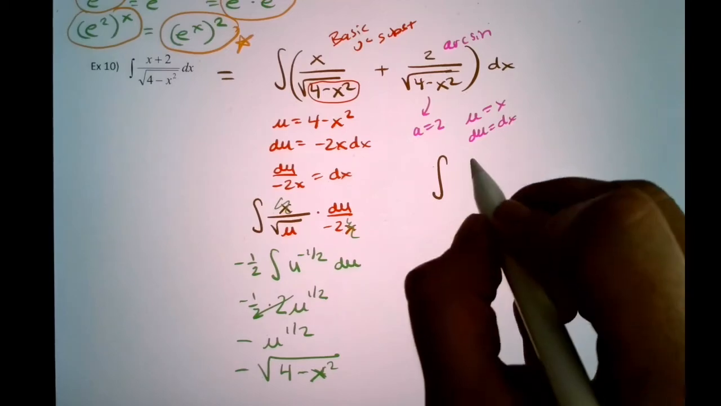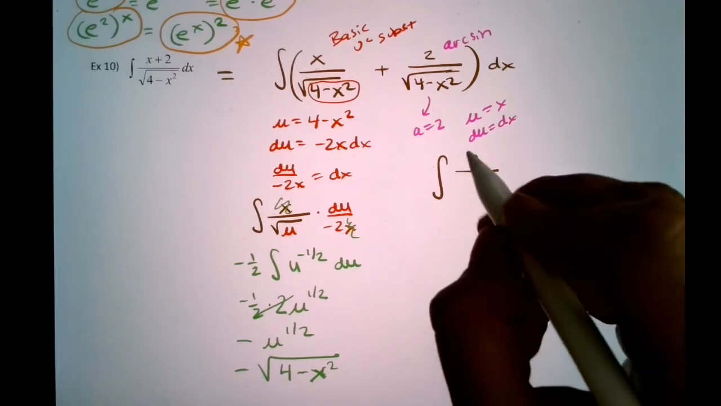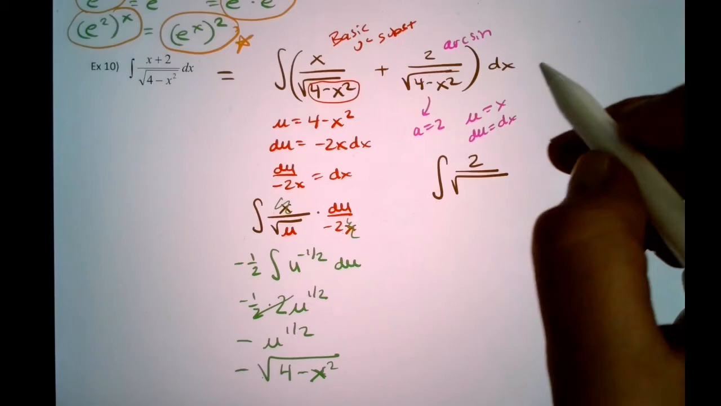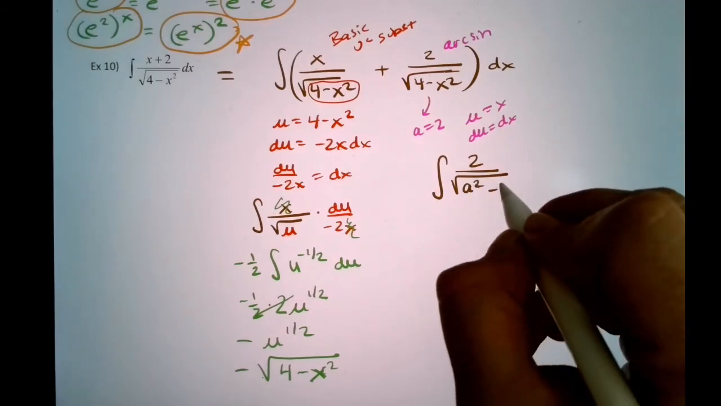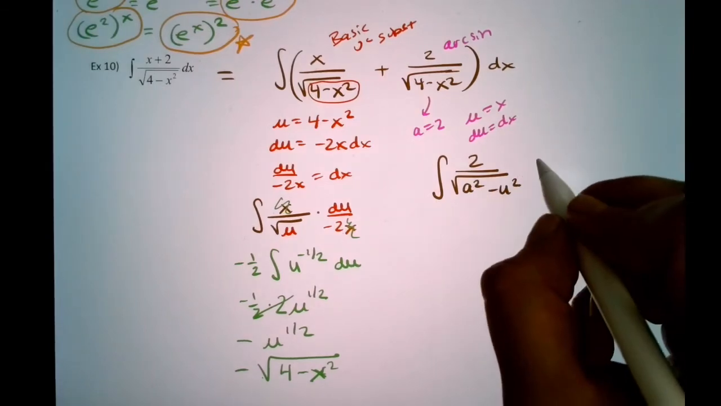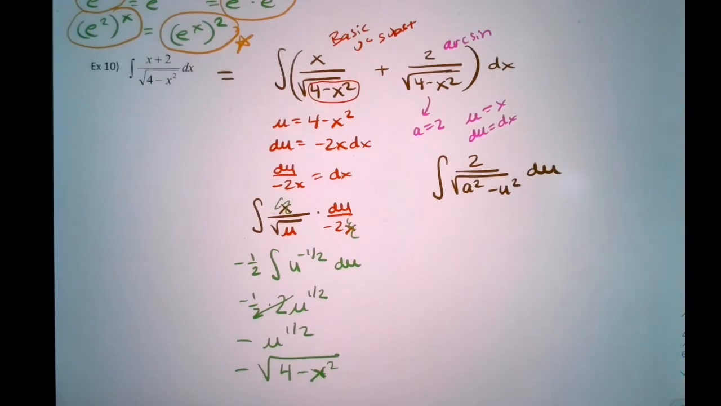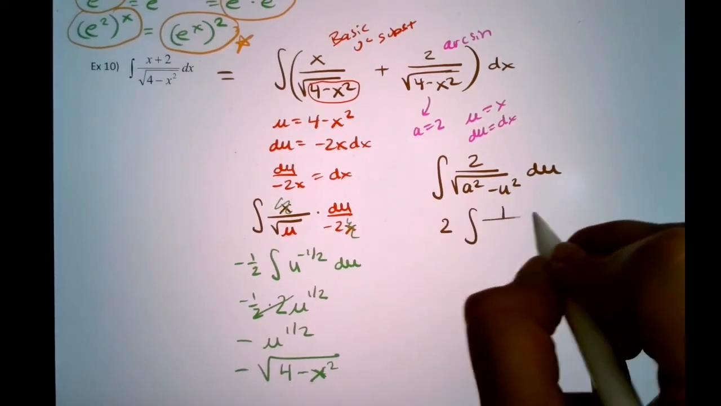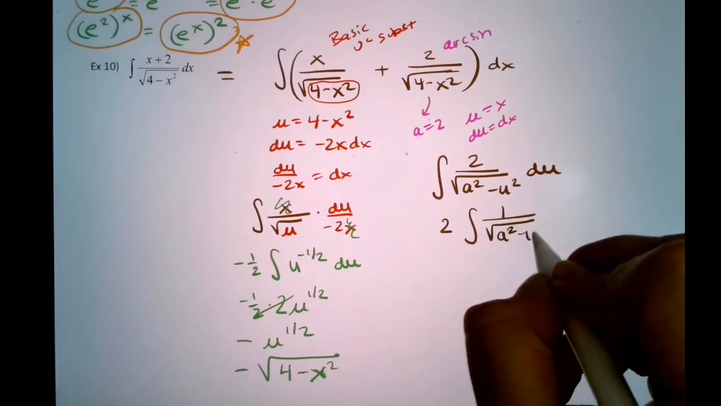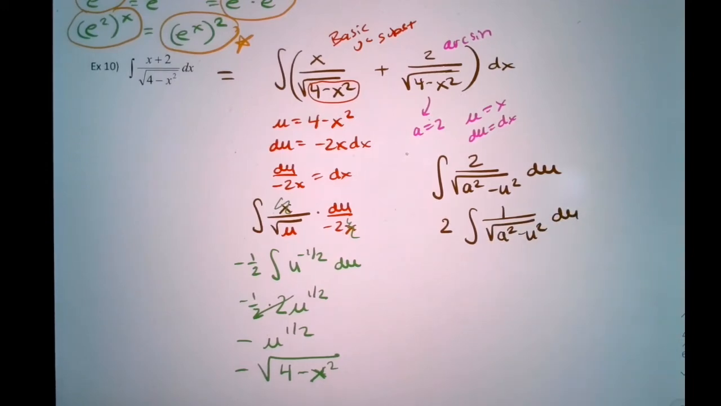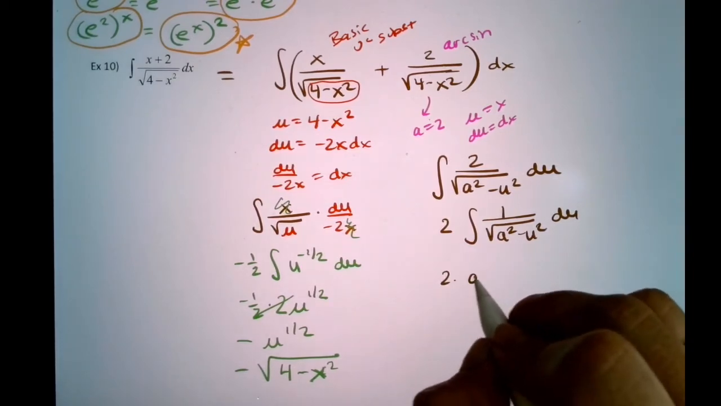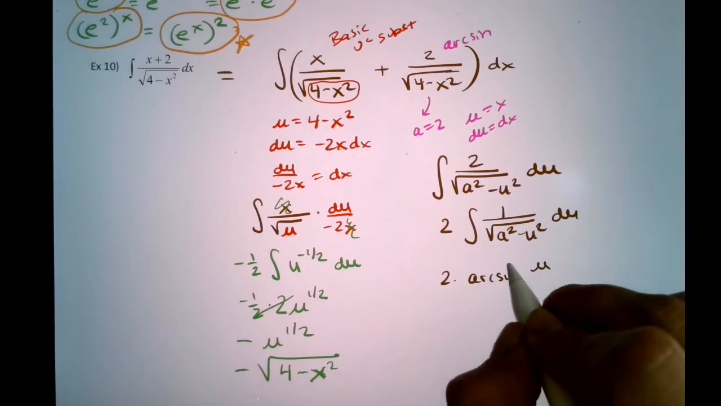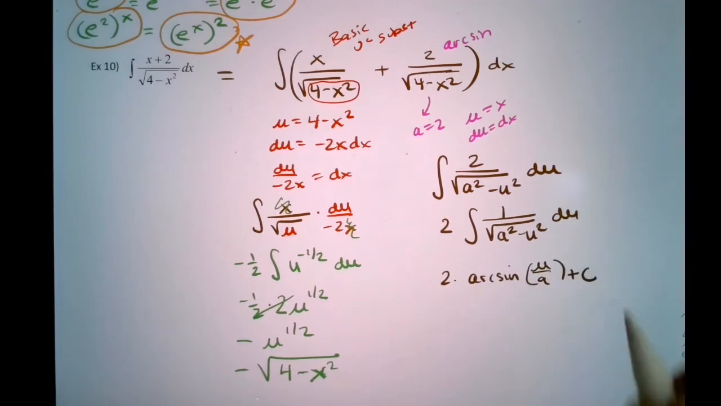And I'm going to kind of work this out where, yes, I have a square root. That's great. And I have a squared minus u squared. And instead of dx, I'm going to write du. This is great because I can pull the 2 out of the integral. And now I have the perfect scenario for arc sine. My antiderivative happens to be, well, 2, and then I have arc sine of u over a plus c.